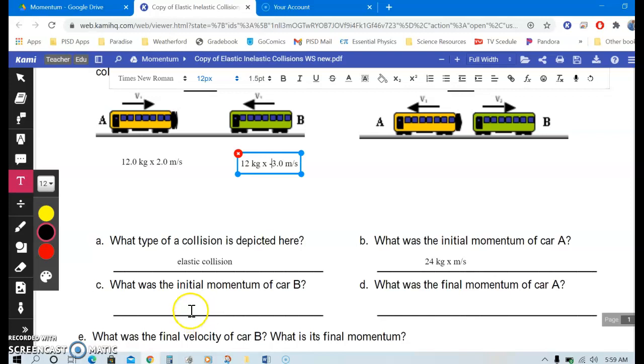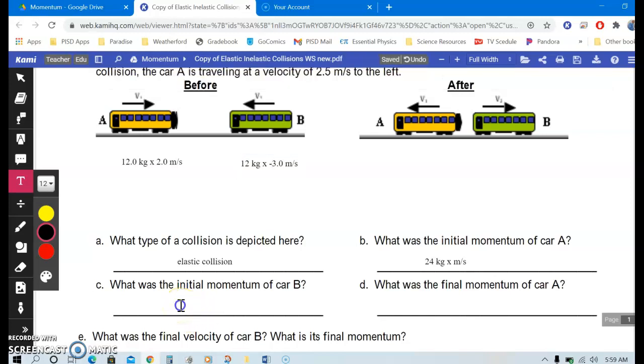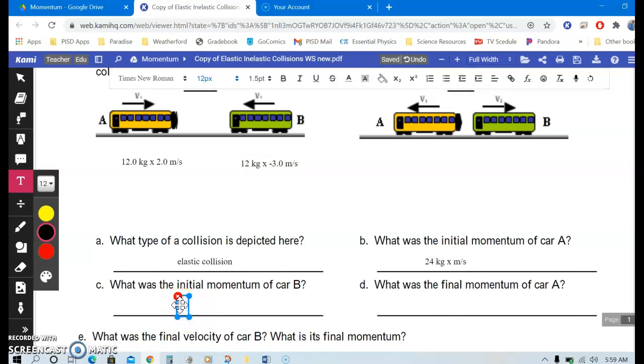So if we multiply that, we know we're going to have 36. Oops, excuse me. Pardon my error there. Negative 36 kilograms times meters per second. All right. And there we go.